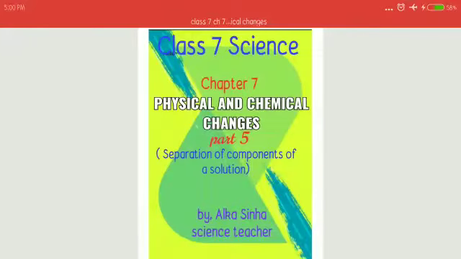Good morning, students. This is the last part of physical and chemical changes. Already we have done all the reactions. Now, separation of components from a solution. We already know the solubility of a solution.